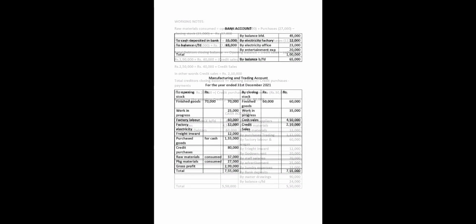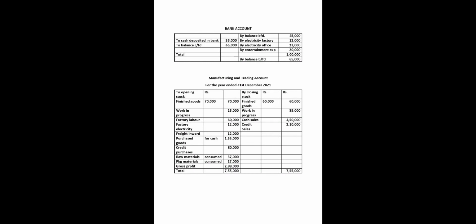In the bank account, similarly, we have taken the opening balance and closing balance of overdraft, 45,000 and 65,000 respectively, and the bank has made three payments: electricity charges for factory and office, and entertainment expenses. So the cash deposited in the bank account should be 35,000 as a balancing figure.